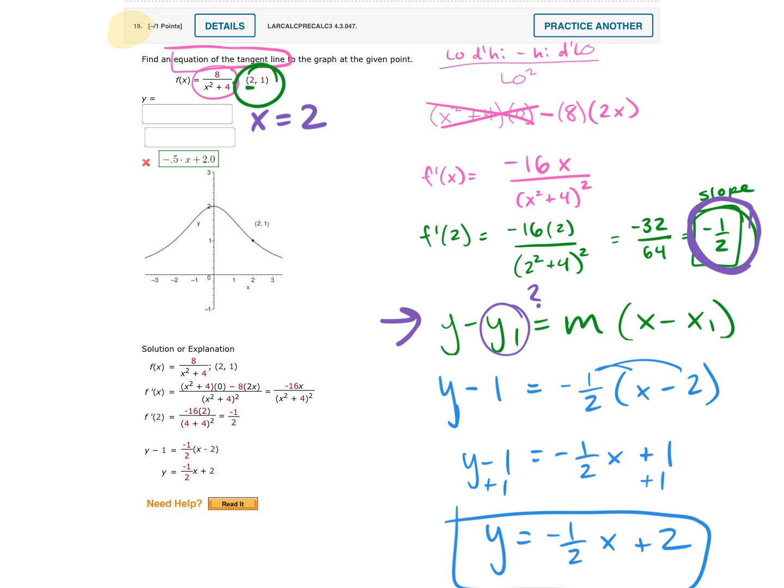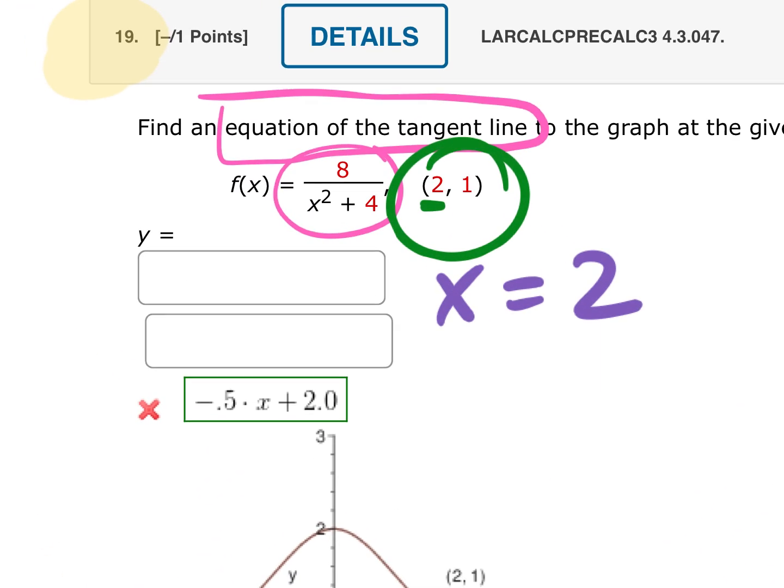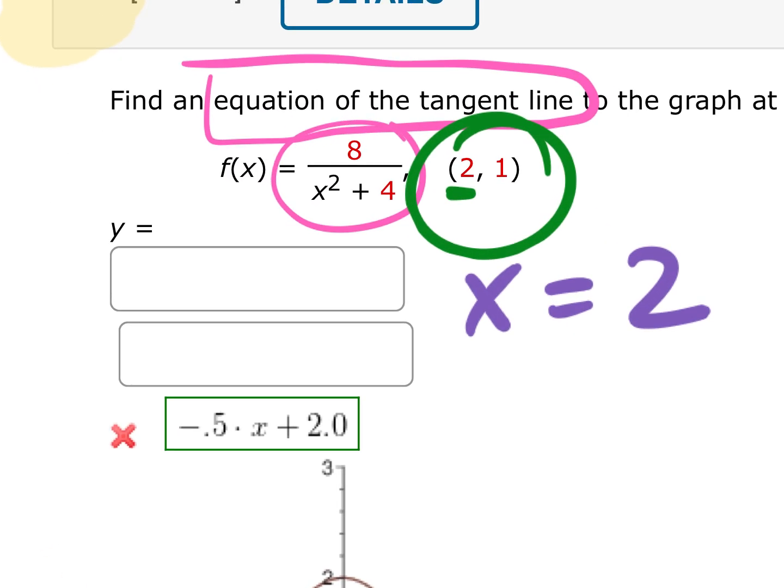How do we find our y? If it gives us an x, how do we find the y? If this was like an algebra 2 question, plug it in. Plug in 2 into our function here. Find the y.